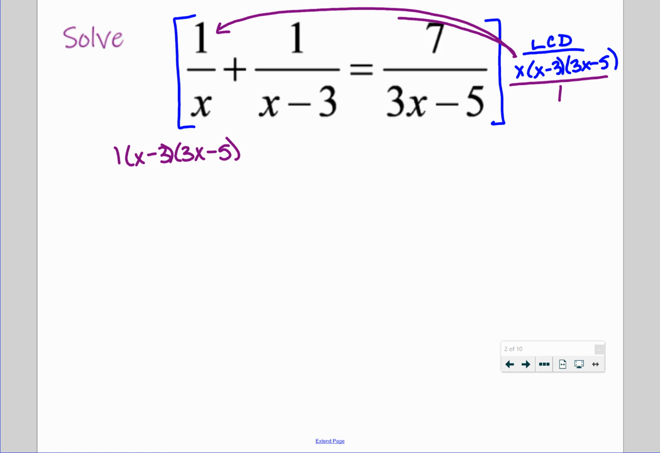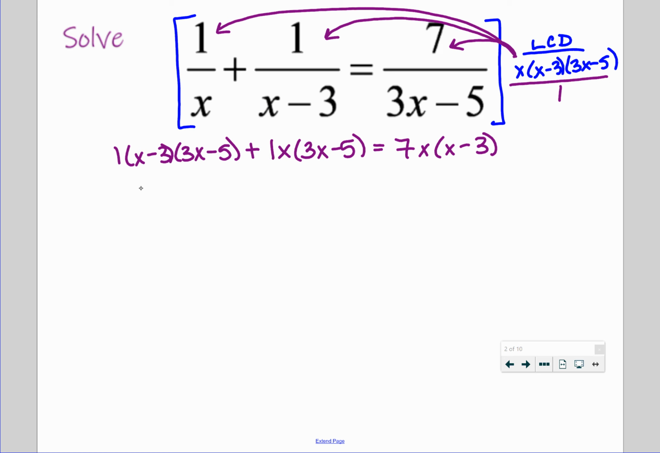If I multiply that least common denominator through the second term, I'm going to have a 1. And then you can see I'm going to have an x minus 3 that cancels this time. So that leaves me with an x and a 3x minus 5. Finally, multiply it through our third term. This time the 3x minus 5 is going to cancel, leaving me with a 7, an x, and an x minus 3.